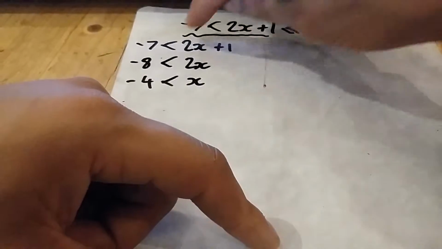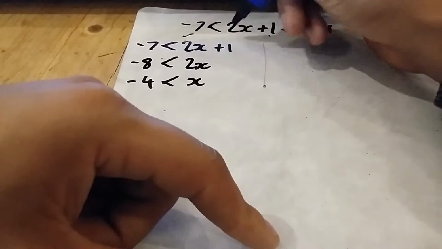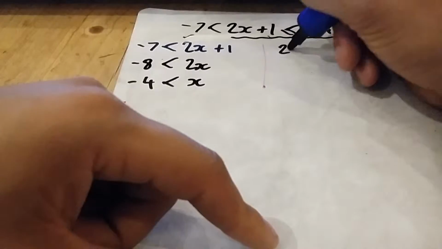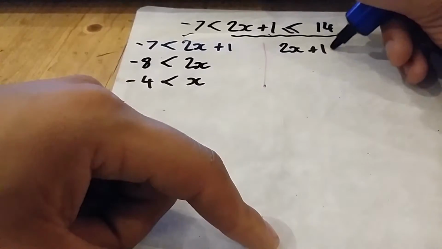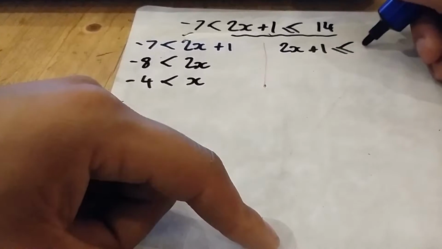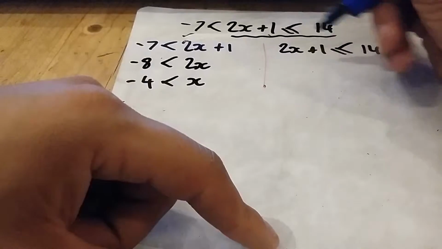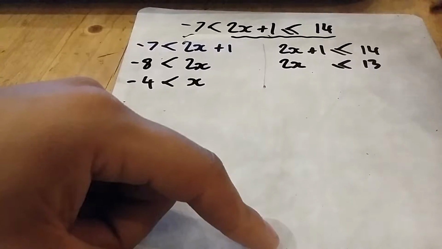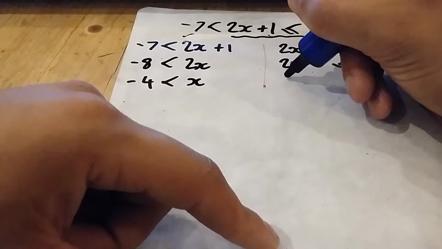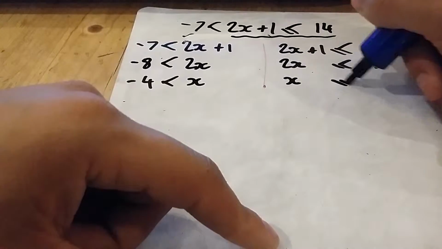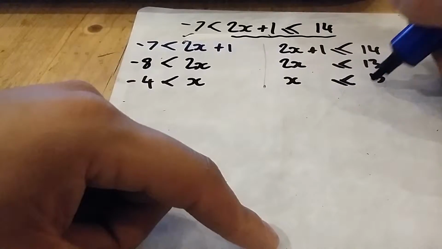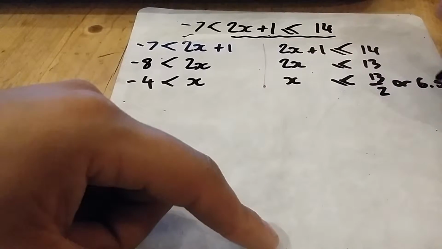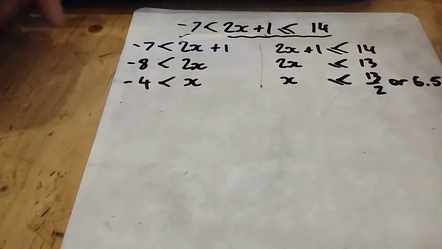Now I need to do the other half of the problem. So here 2x plus 1 is equal to or less than 14. So again I take 1 from both sides, 13, and then I divide both sides by 2, which is 13 over 2 or 6.5.